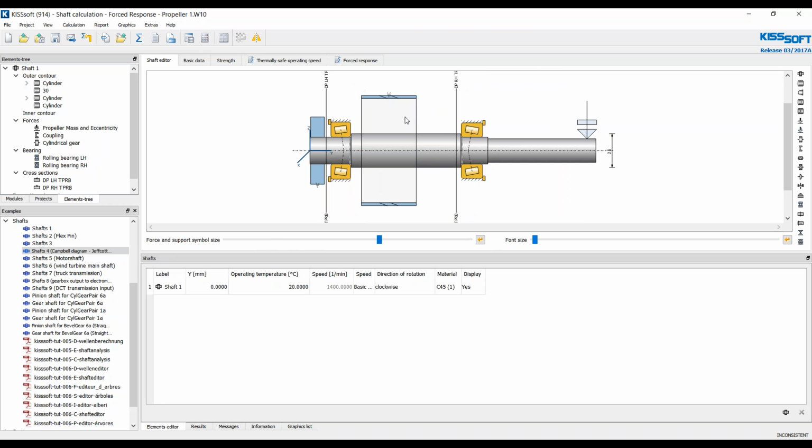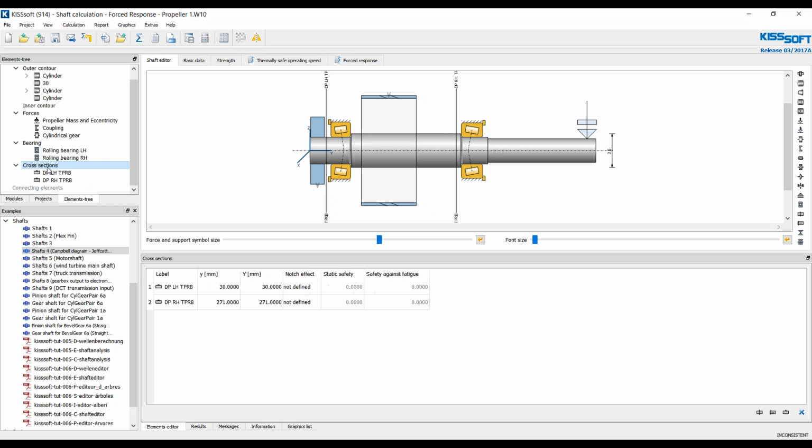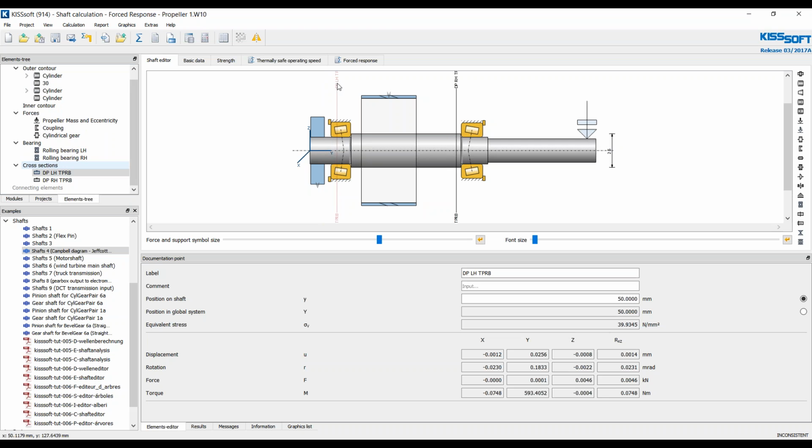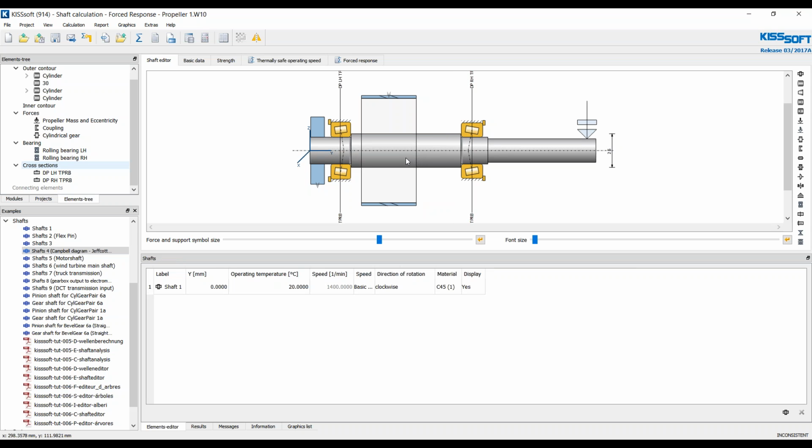You can see I have a couple of other things that I've added here. These look like our cross sections, but they're not actually cross sections. They're documentation points. We want to put the documentation points on our bearings right here and right here, in the center of our bearings. This documentation point is what we need when we look at a force response for the shaft.